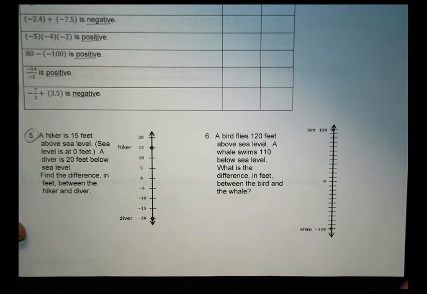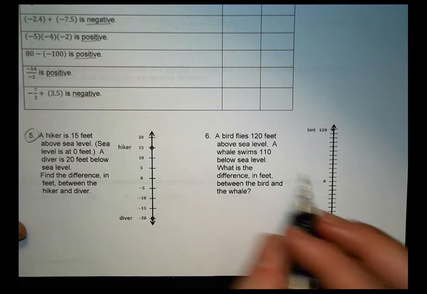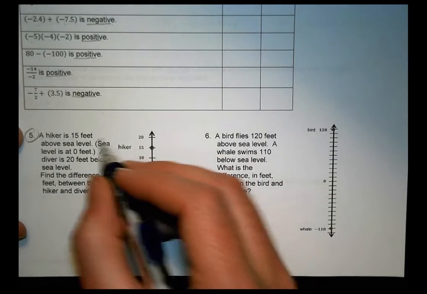Okay, number 5. Number 5, we're going to do this together. Number 6 is exactly the same idea. It says a hiker is 15 feet above sea level.